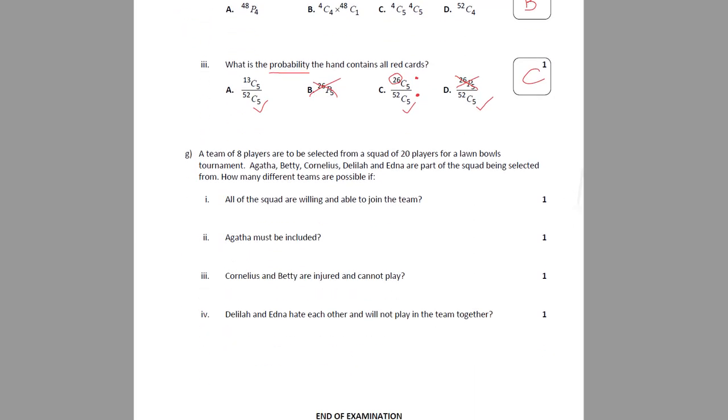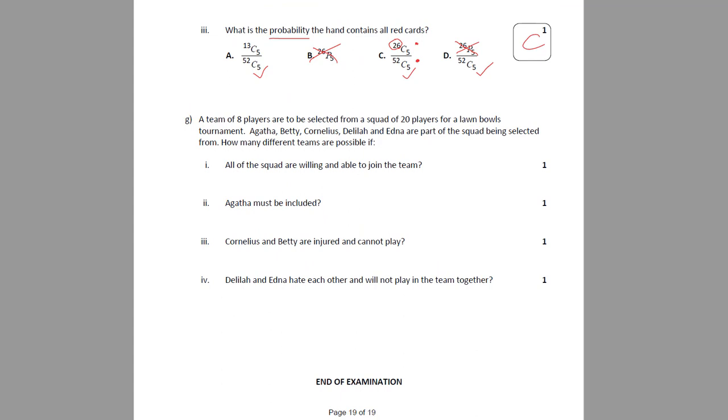Oh, no. Now, this one looks fairly familiar, this question from both worksheet and the lecture. Okay, a team of 8 players are to be selected from a squad of 20 for Lawn Bowls tournament. My first question already is, it's just a team. They're not secretary, governor, treasurer. It's just a team. It's a C question. If I had no restrictions, like the first question, all of the squad are willing and able to join the team. In other words, all of the 20 players can be picked from, and I need 8. 20C8 is the answer to the first one.